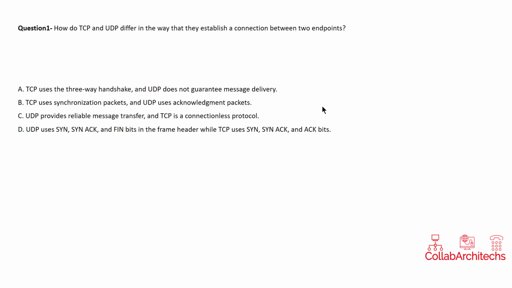Option D, UDP uses SYN, acknowledgement and FIN bits in the frame header, while TCP uses SYN, acknowledgement and acknowledgement bits. Let's see. I have explained a bit about TCP and UDP: what are the messages involved in TCP and UDP when they try to communicate between two endpoints, and what are the differences between TCP and UDP.